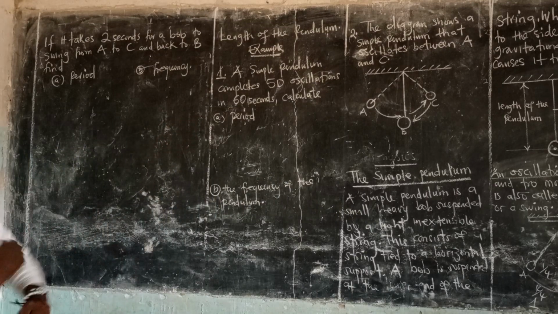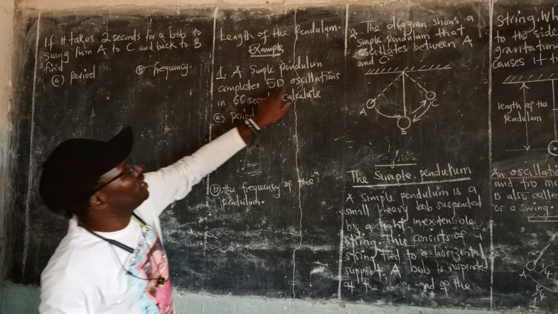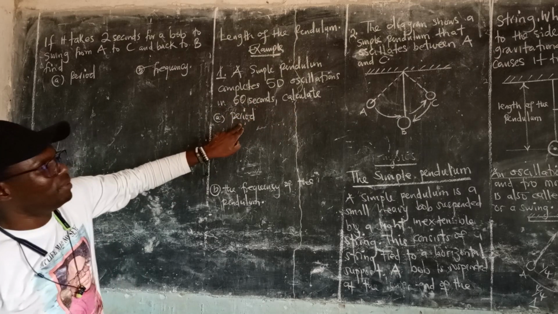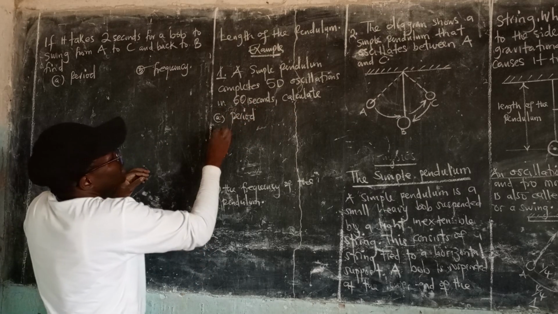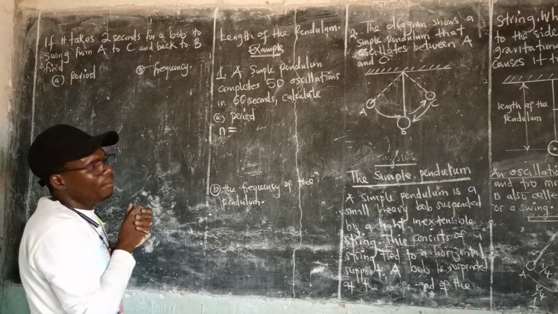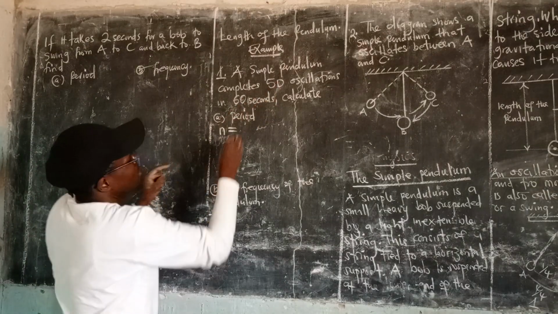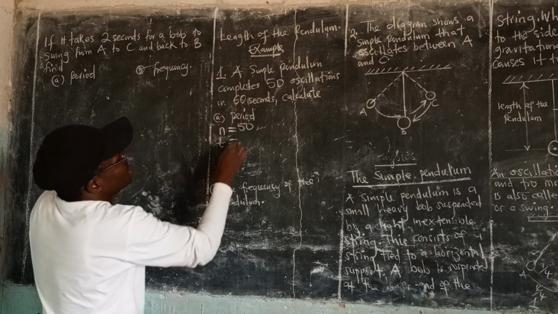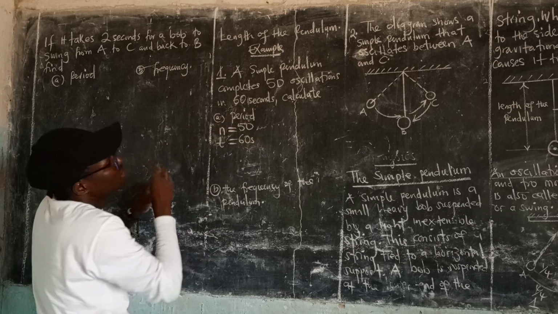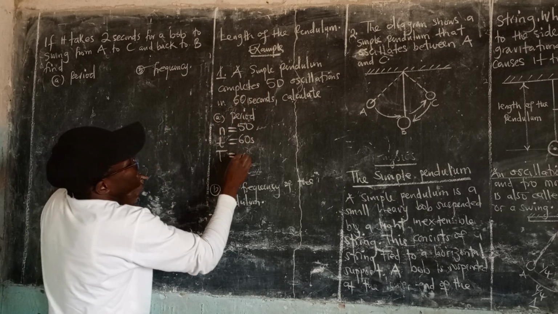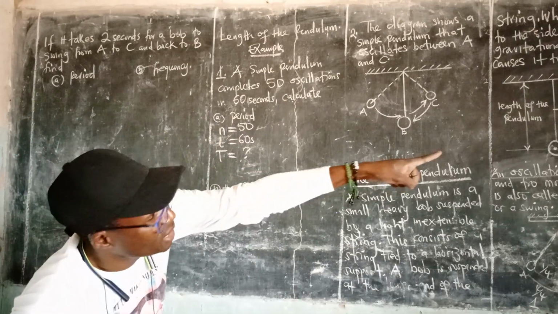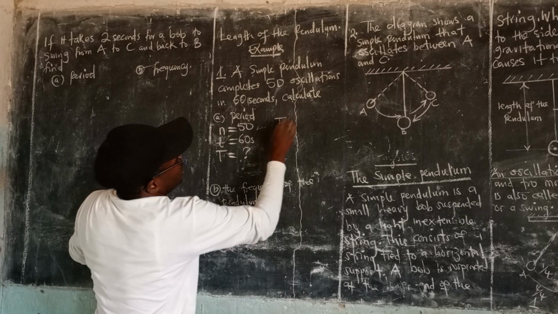A simple pendulum completes 50 oscillations in 60 seconds. Calculate the period. So it means the number of oscillations. How many oscillations are there? 50. In how many seconds did you complete 50? 60 seconds. Then find the T, which is the period. What did I say about period? The formula is there.